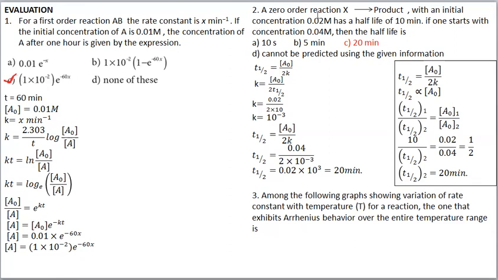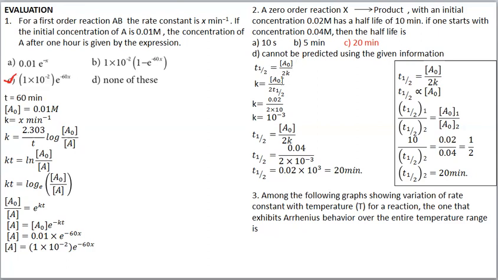And then, a zero order reaction, X gives a product, with an initial concentration 0.02 molarity has a half-life of 10 minutes. If one starts with the concentration 0.04 molarity, then the half-life is? You see, given the values, t half is given, 10 minutes. Then initial concentration is 0.02 molarity. It is zero order reaction. So for zero order reaction, t half is equal to A0 by 2k.